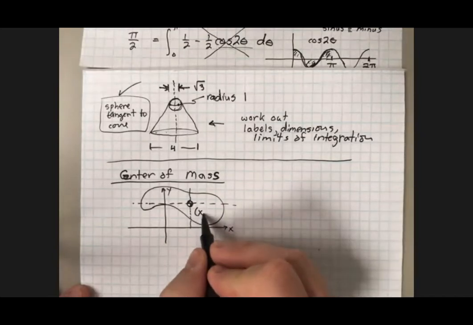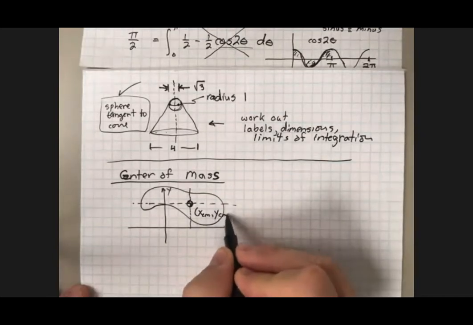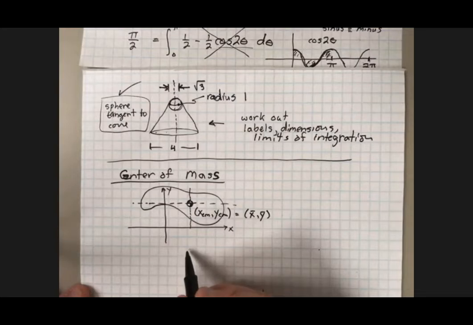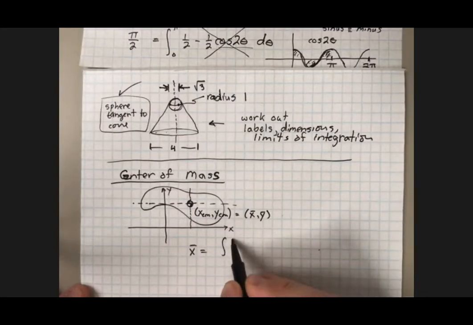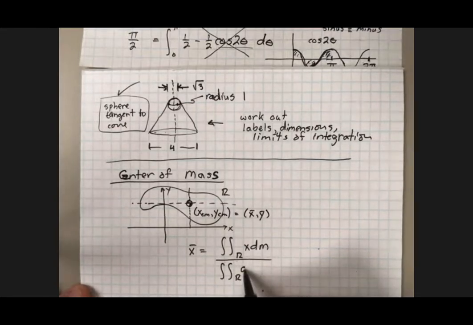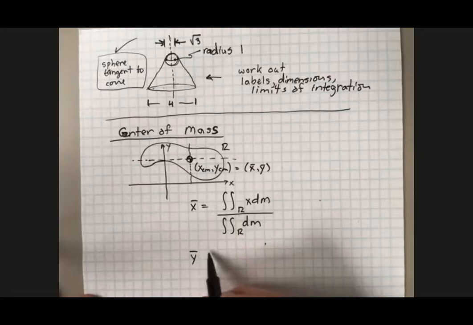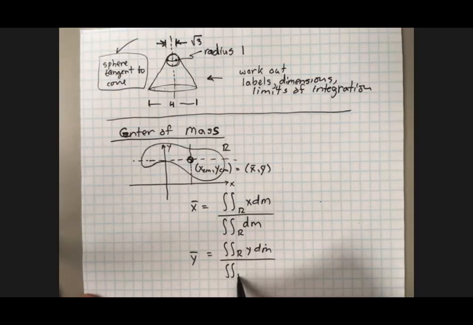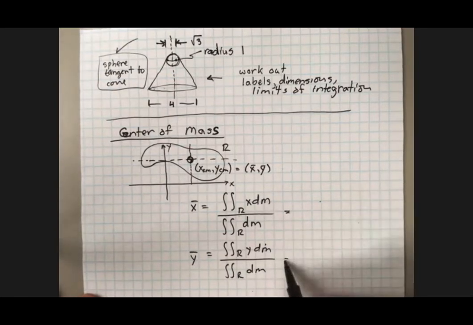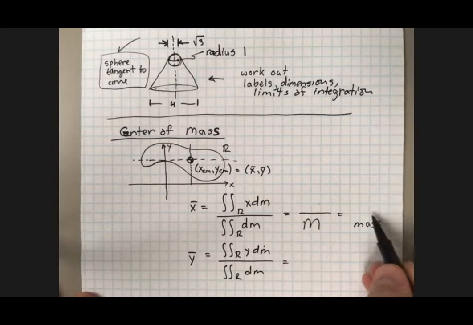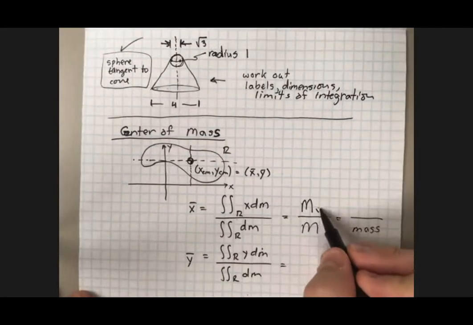And that center of mass has coordinates X center of mass, Y center of mass. Sometimes people write X bar, Y bar. And the coordinates we described last time: X bar is the double integral over this region R of x dm, divided by the double integral over R of dm, and Y bar is the double integral over R of y dm, divided by the double integral over R of dm. Now we gave other symbols to these: m, that's the mass. And this was called the moment about the y-axis.